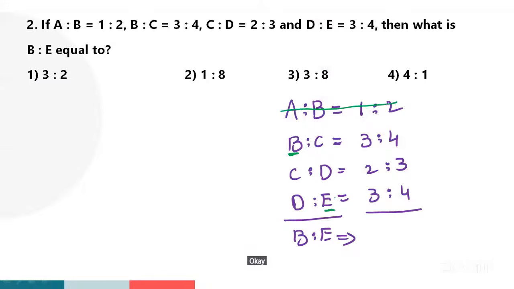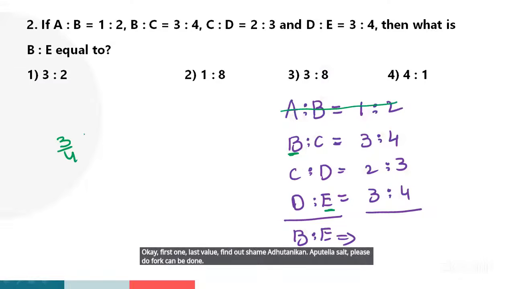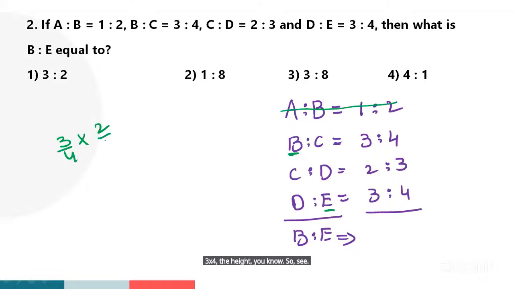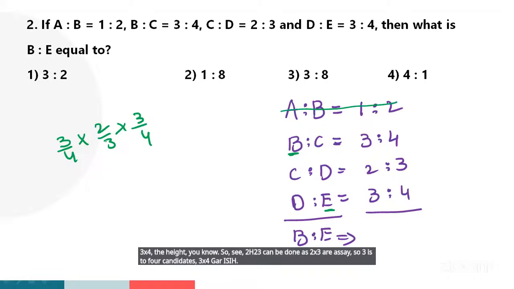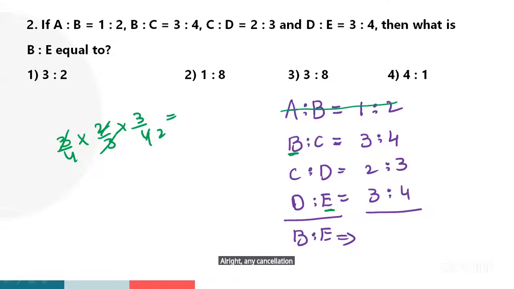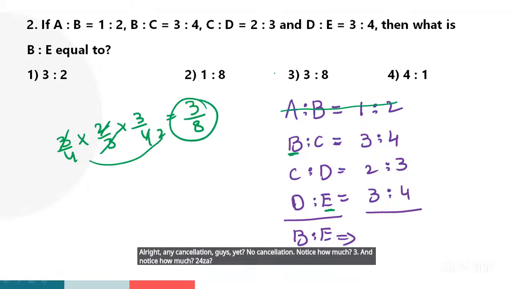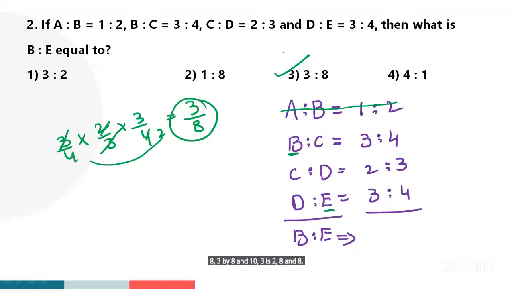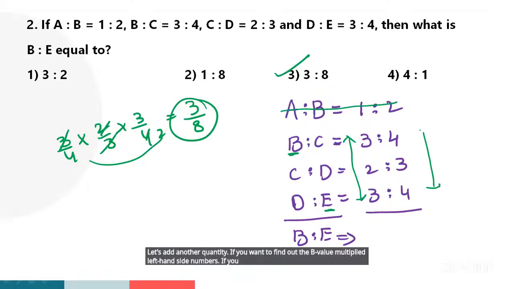First value, last value find out చేయమని అడుగుతున్నాను ఇక్కడ నేను. అప్పుడు ఎలా సాల్వ్ చేయొచ్చు? 3:4 can be written as 3/4 గా రాయొచ్చు నేను. సో 2:3 ని can be written as 2/3 గా రాసేయచ్చు. 3:4 can be written as 3/4 గా రాసేయచ్చు. Let me calculate, guys, here. Right, 3 cancel, 2 1s are 2, 2 2s are 4. Any cancellation, guys, here? No cancellation. Numerator is how much? 3, and denominator is how much? 2 4s are 8. 3/8 అంటే 3:8 అండి. అయిపోయింది కదా? If you want to find out the B value, multiply left hand side numbers. If you want to find out the E value, multiply right hand side numbers, will get the same answer, no issue.